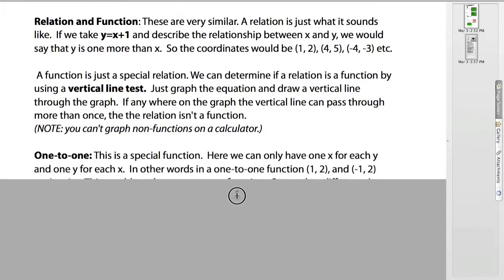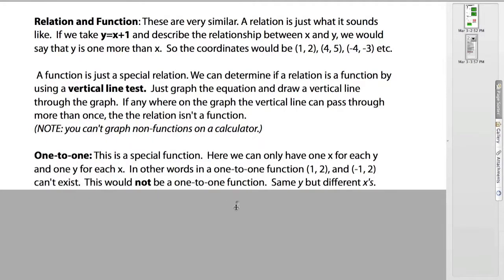All right, last topic is one-to-one. If you go back to the beginning, relations cover everything. Okay? Well, some relations are special. They're called functions. And then if we break it down even further, some functions are very special, and these are called one-to-one. So I've written a couple of points here for you. If I have a function and I'm looking to see if it's one-to-one, and these are two points on my function, I have (1, 2) and (-1, 2).